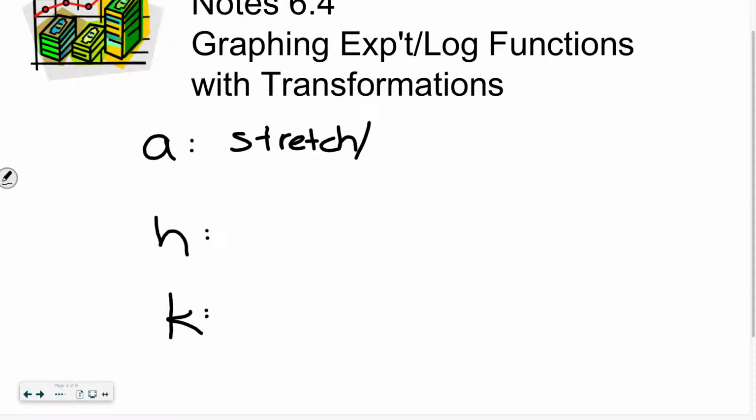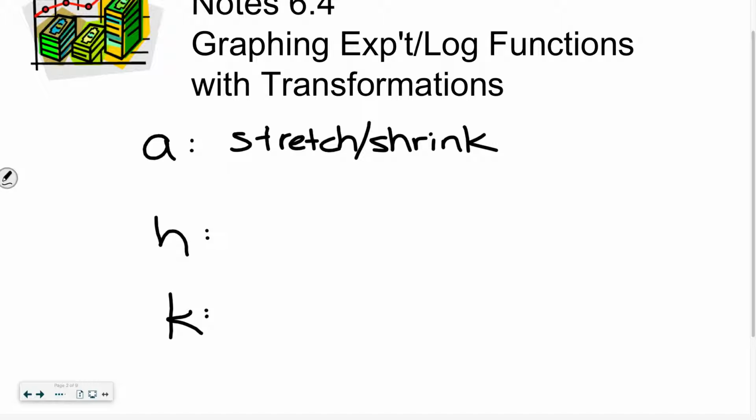Now, we did have two issues with A: was A outside, so it was affecting Y, so it was a vertical stretch or shrink, or is it inside right in front of the X, so it's a horizontal stretch or shrink. I'm pretty certain, with exponentials and logs, that we would keep A on the outside, so it would really be responsible for vertical stretches and shrinks.